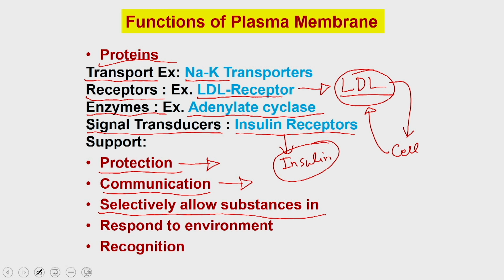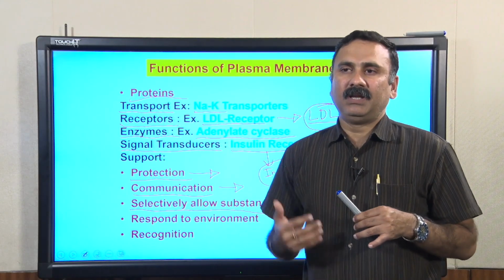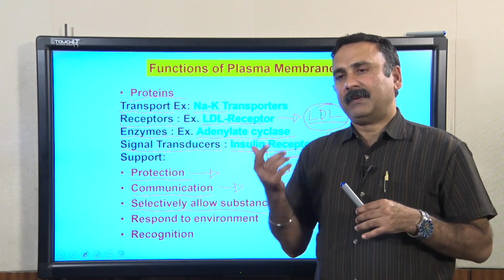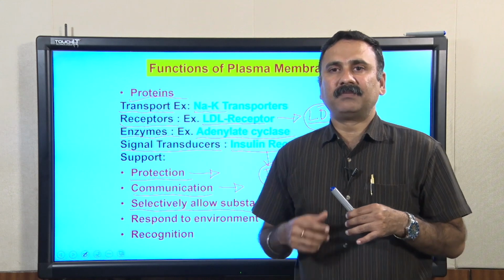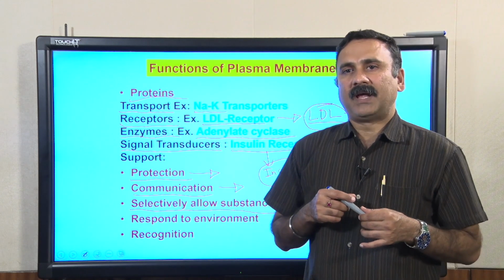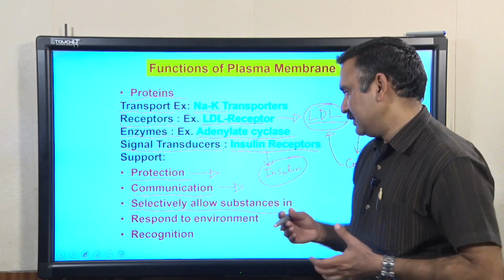Then the most important part is the selective uptake of substances in or out, which means the plasma membrane is a selectively semi-permeable membrane, which means it does not allow anything to come inside passively. So, you can imagine a situation where you have a bacteria, an infectious organism or a toxic substance outside the cell, the plasma membrane may not allow these substances to come inside, and because of that the plasma membrane protects the inner machinery from getting damaged.